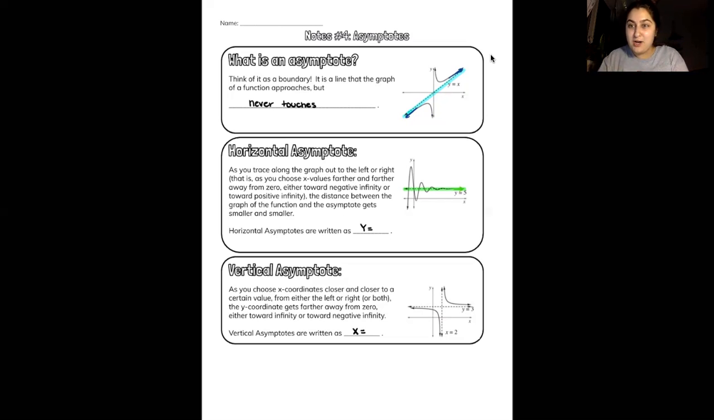And so whenever we talk about horizontal asymptotes, just like when we talk about horizontal lines, we write them as y equals a number, right? So we do the same thing with a horizontal asymptote, right? So you can see right here, it says y equals 5. So when we're talking about a horizontal asymptote, we write it as y equals, and then I'm just gonna fill that in with a number, because I think that's important.